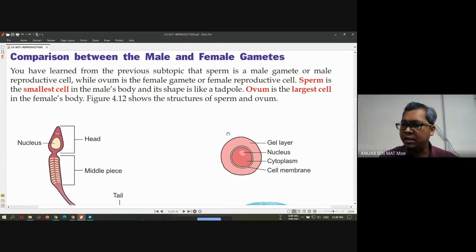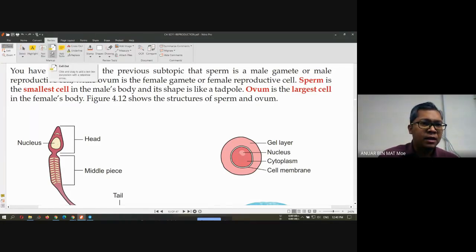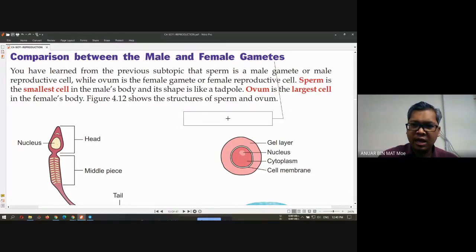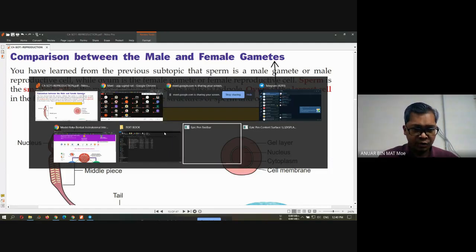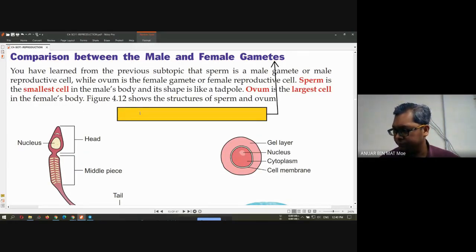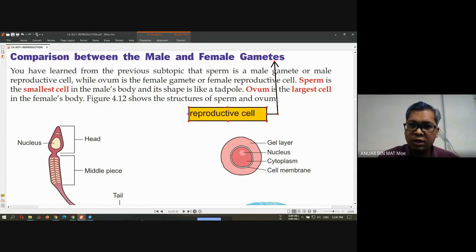What is the other word for gametes, class? Can you tell me what is the other word for gametes? Anybody? Gametes, or what type of cell? Anybody, class? Hello? Can you hear me? Yes. Gametes are N, or what type of cell? Reproductive cell, or we call it gamete.